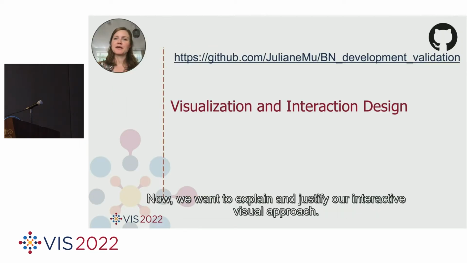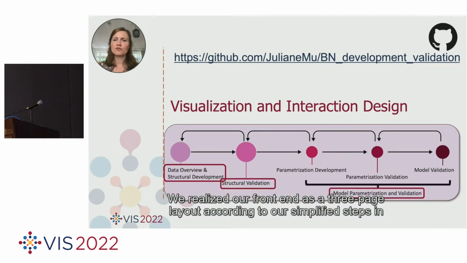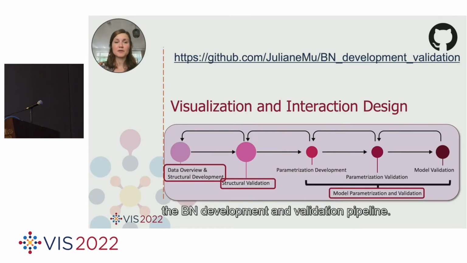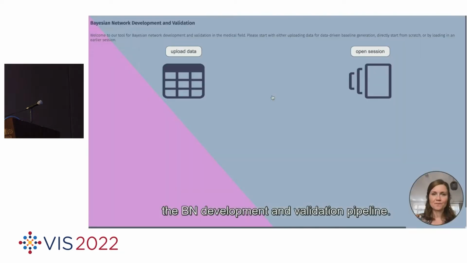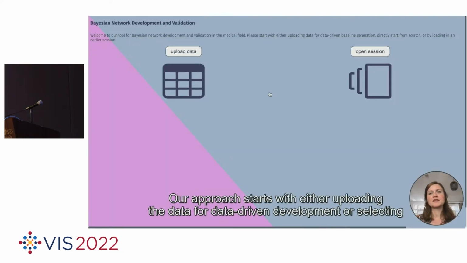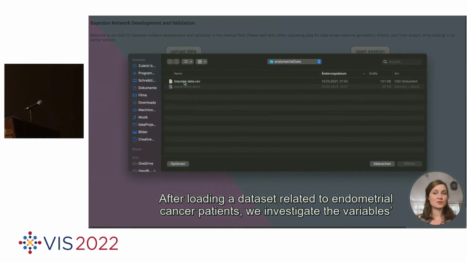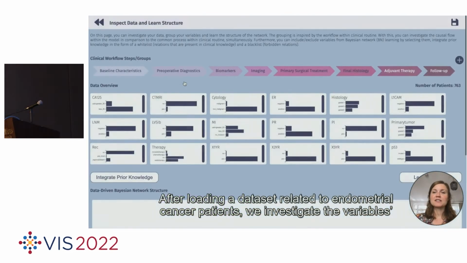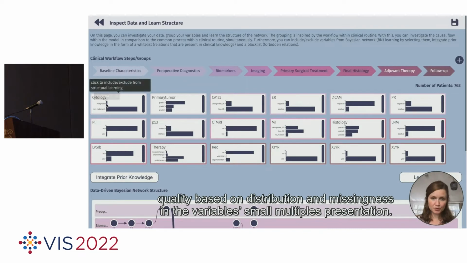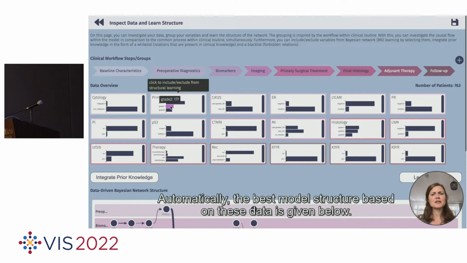Now we want to explain and justify our interactive visual approach. We realized our front end as a 3-page layout according to our simplified steps in Bayesian network development and validation pipeline. Our approach starts with either uploading the data for data-driven development or selecting a version to rewrite. After loading a dataset related to endometrial cancer patients, we investigate the variable's quality based on distribution and missingness in the variable's small multiple presentation. Automatically, the best model structure based on this data is given below.